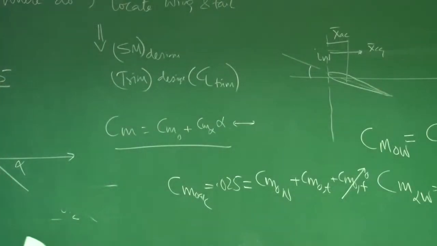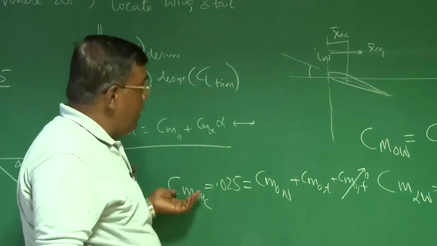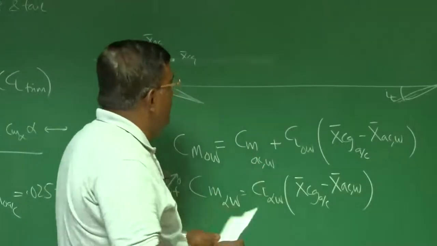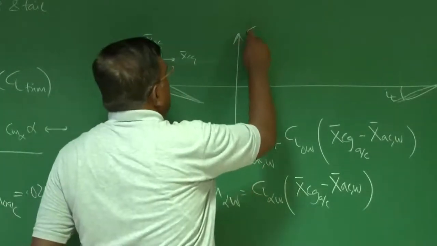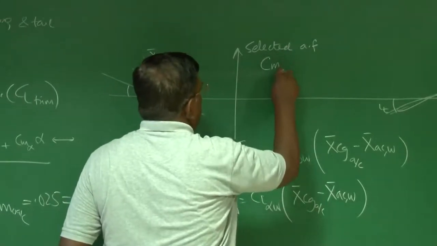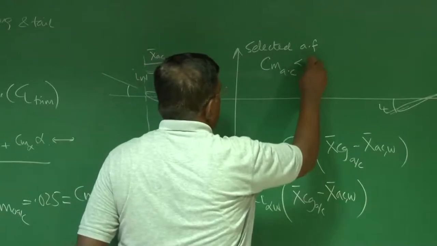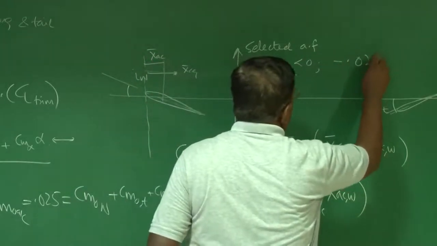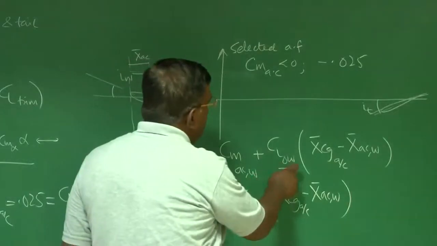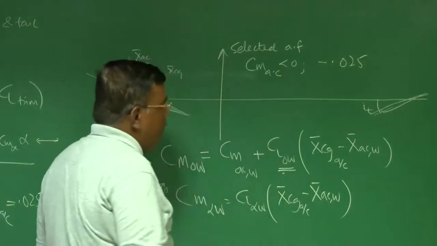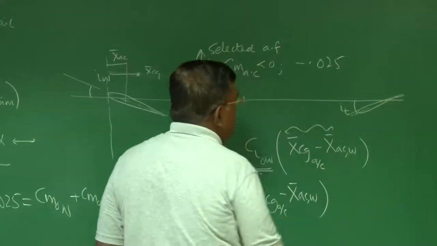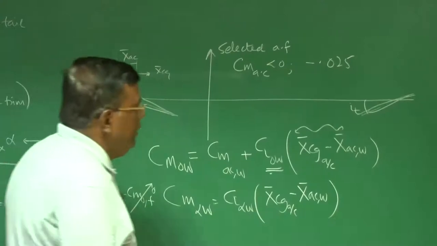If I want to see Cm0 of the aircraft, I need to know what is Cm0 of the wing. And Cm0 of the wing is Cmac wing. And this value I know because I have selected an aerofoil. The moment I select a cambered aerofoil, I know Cmac is less than zero. Let's say that value is minus 0.025. Now, the CL0 wing also I know because I have selected an aerofoil. So now it depends on me how do I locate AC of the wing vis-a-vis CG of the airplane, right?